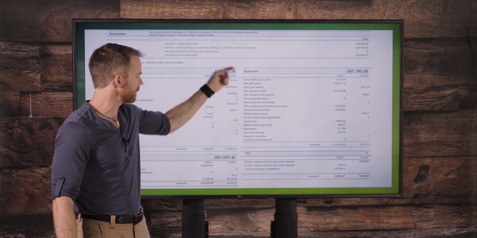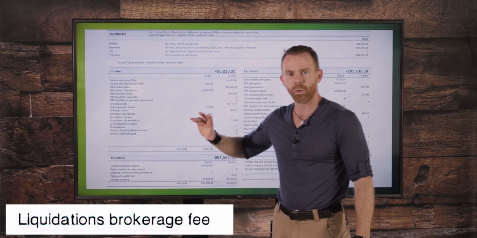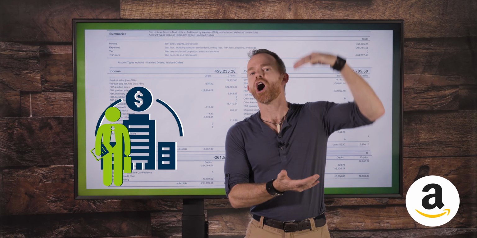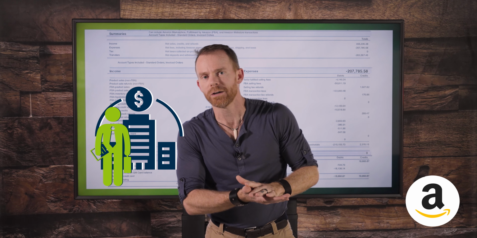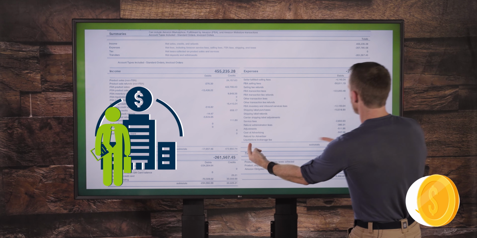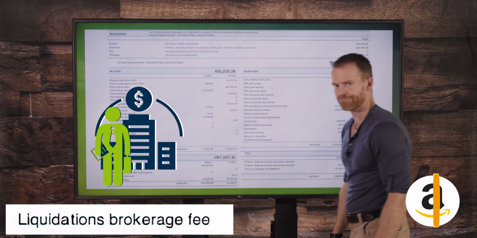The last one under expenses is Liquidations Brokerage Fee. Remember, I said if you want to liquidate your products because they're not selling, Amazon can sell them to a liquidations company, obviously at a lower price. Well, Amazon holds back some of that. That's their fee for brokering the deal with the liquidations company. That's what that stands for.